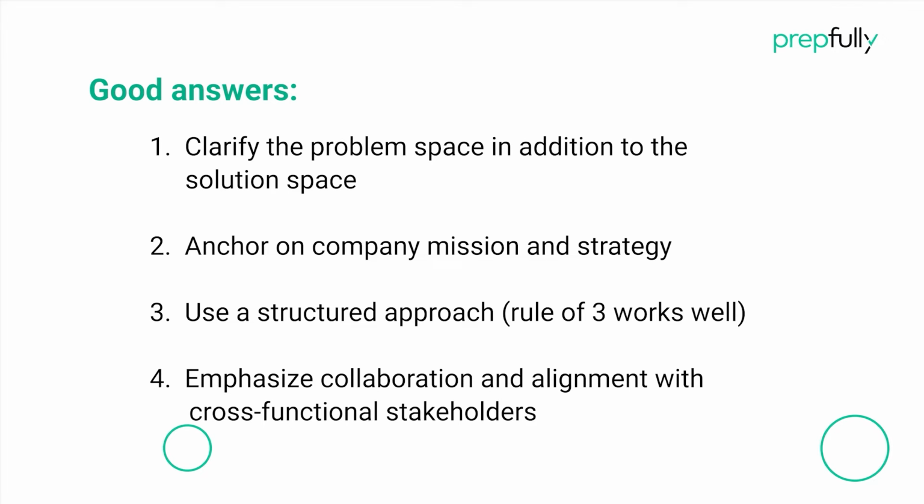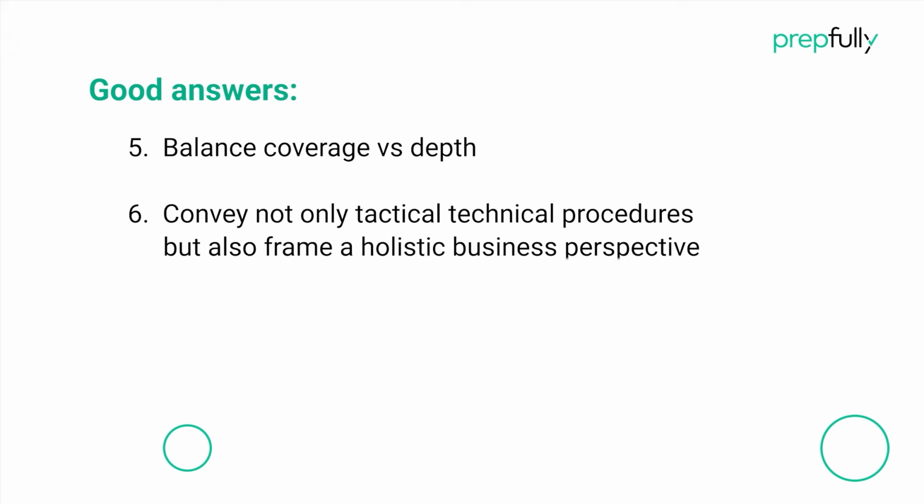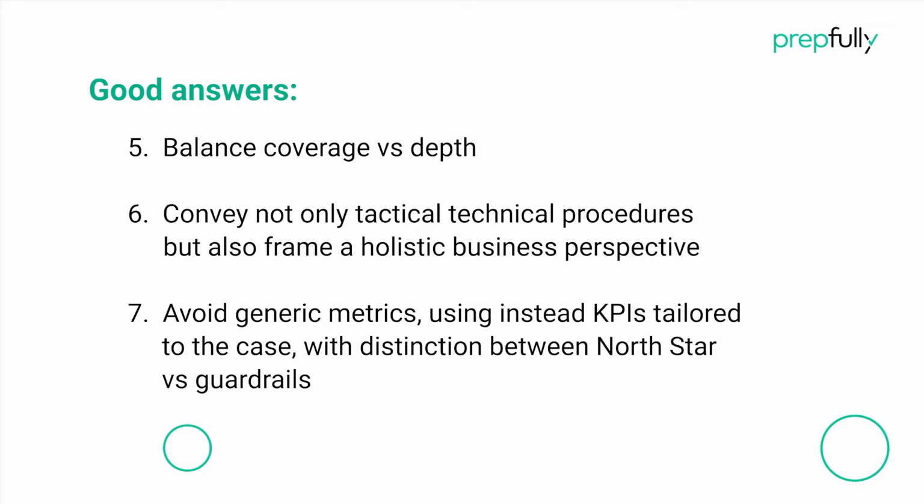Emphasize collaboration in alignment with cross-functional stakeholders, right? This is a really easy way to get bonus points just by talking about how you would collaborate with others closely. Balance coverage and depth. Again, I'll go more into this later on. And then make sure to convey not only the technical procedures that you would use, but especially if you're in a more senior kind of role, make sure to frame a holistic business perspective as well. And then lastly, avoid generic metrics.